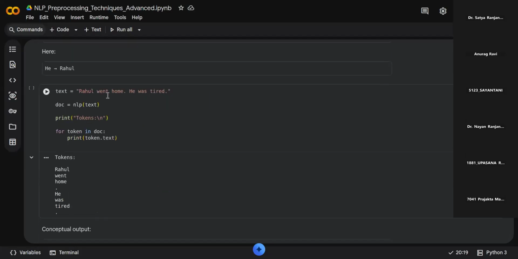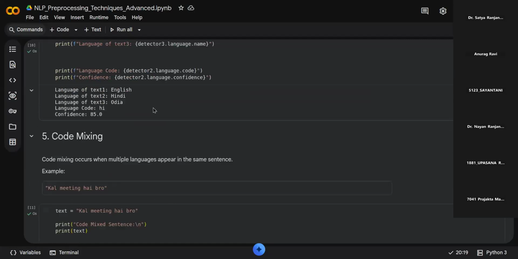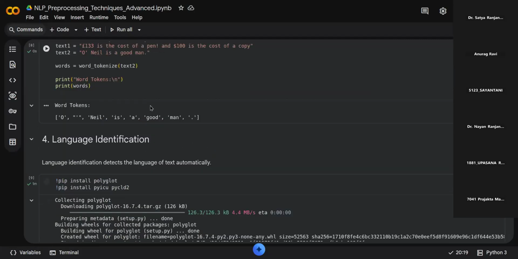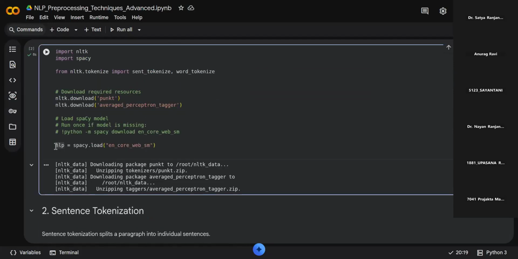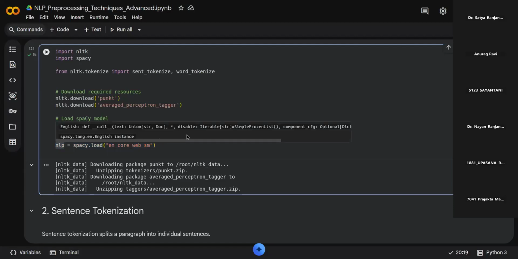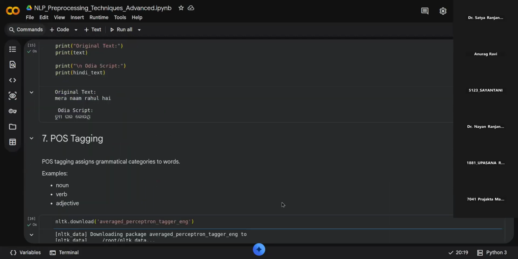So this is my text: Rahul went home. He was tired. First you call nlp. What is nlp? Here you see in the beginning we have already executed this one: nlp equals spacy.load en_core_web_sm. This en_core_web_sm is a pre-trained model which can solve many tasks, and that is present in nlp. So we just use nlp and pass the text.